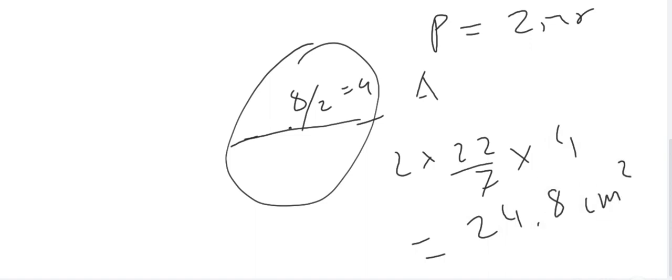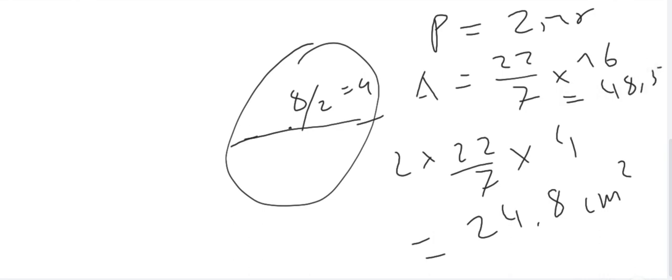This is the perimeter. Now, what is the area? Area is pi r squared, so 22 by 7 times 16 is going to get me how much? 48.5, let's say. Okay? Now, this is it for the circle. If you can solve this much, that means you know what a circle is. Now, let's get in more depth with a semicircle.